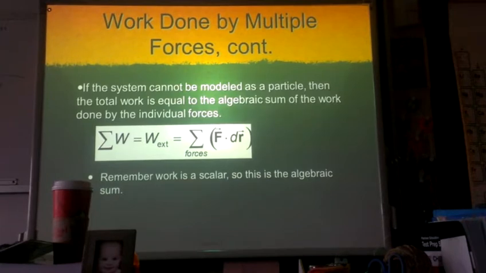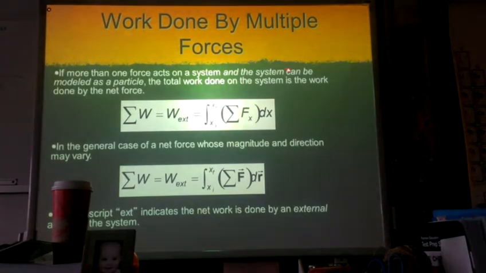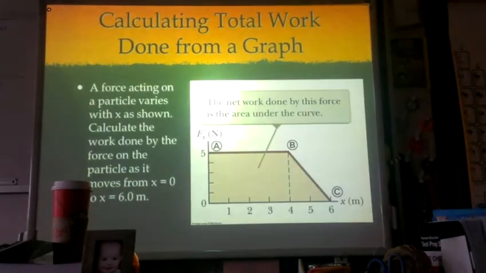So that's just going to be equal to the algebraic sum of the scalar product here. You will probably never, ever have to use this one. The AP test will always have non-deformable objects. So we're going to be focusing on this one, not so much this one.